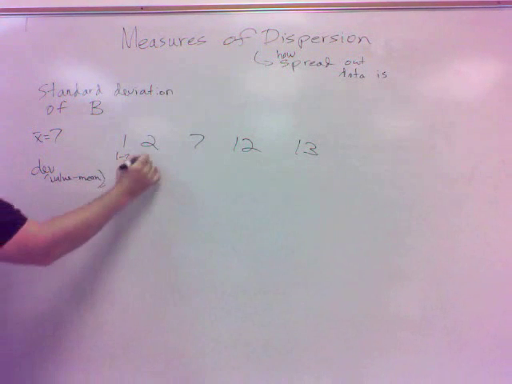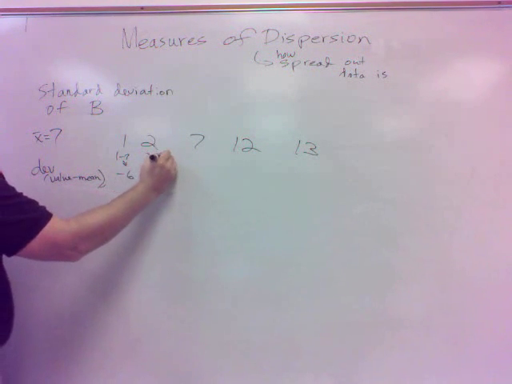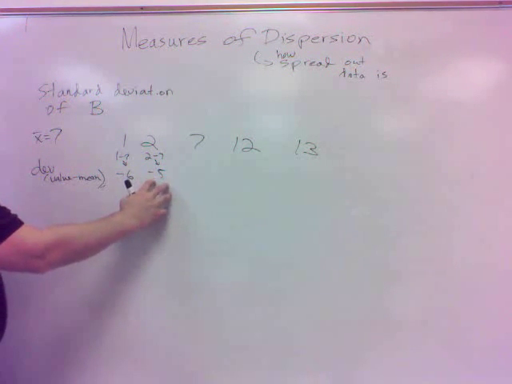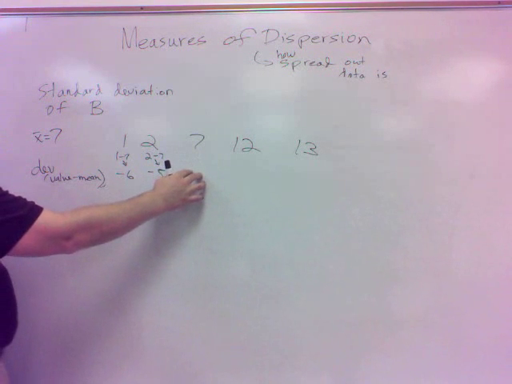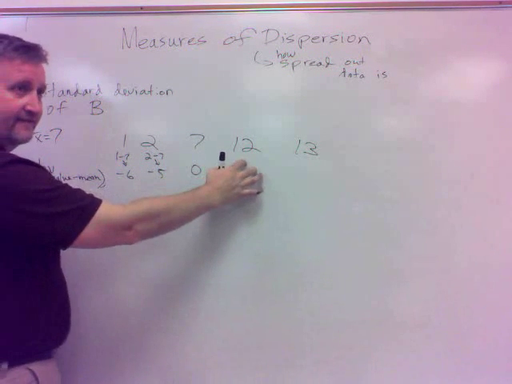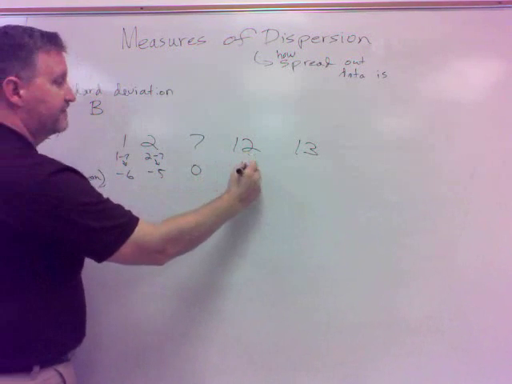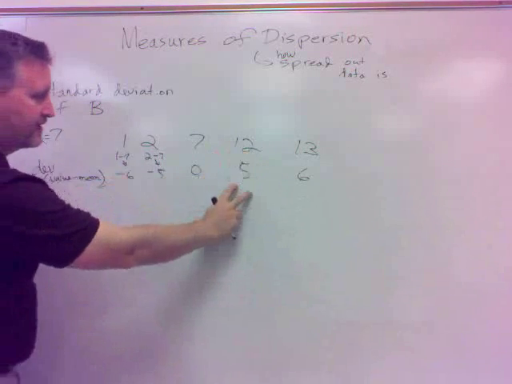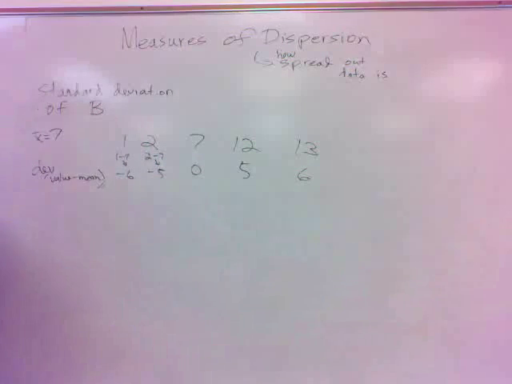Negative 6. Why don't you do the placement? 2 minus 7 is negative 5. Say that again. Why don't you do the placement? I thought that's what we were doing, not the difference between. Yeah, it's just each value minus the mean. So we get negative 6, then negative 5, then what's next? 0. What's next? 5. What's next? 6. Okay. 7 minus 7, 0. 12 minus 7 is 5. 13 minus 7 is 6. With me? Okay. Now what's next?